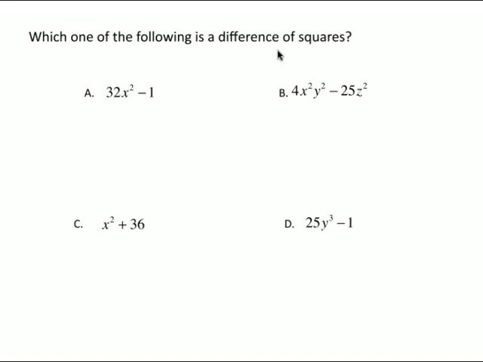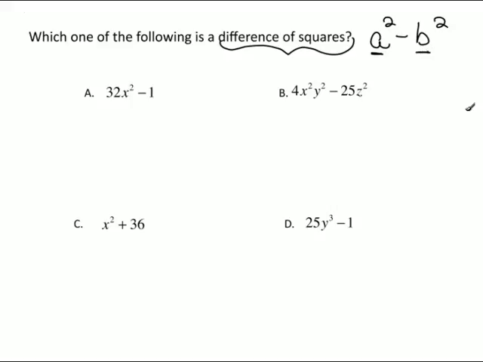Which one of the following is a difference of squares? Remember, by definition, difference of squares means a squared minus b squared. So you have the first term is a perfect square and the second term is a perfect square.